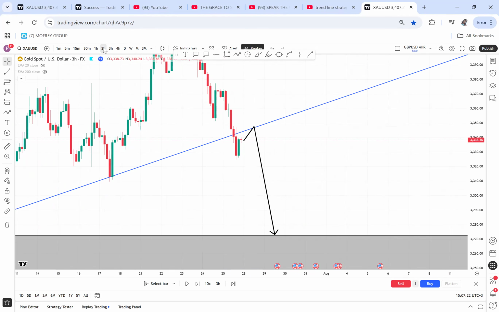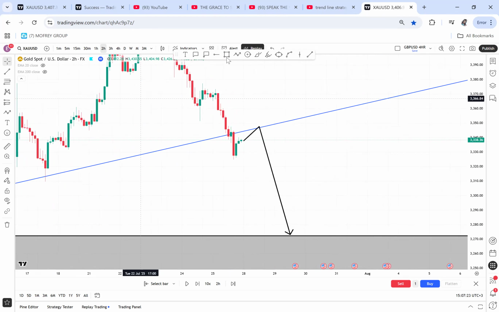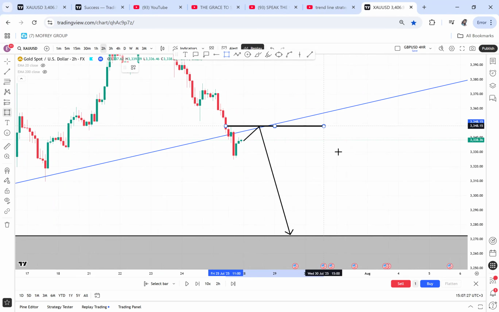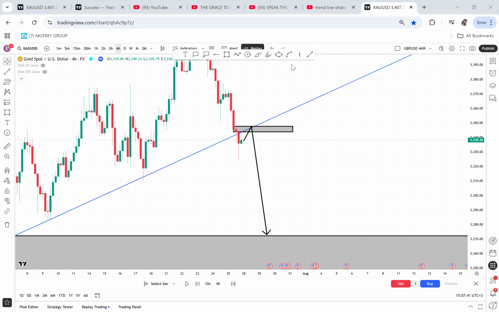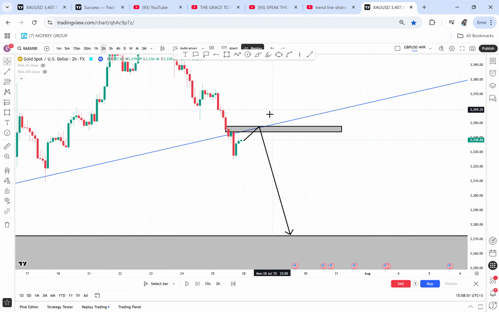We go to 2 hours. Can you see we have a hidden resistance? So we are sure that this market is coming to retest here. It's like we have a new double top that is hidden. So for your trend line retracement to be very, very accurate, you need to look out for a double top. Okay. Now that double top, we have seen it is on 2 hours.